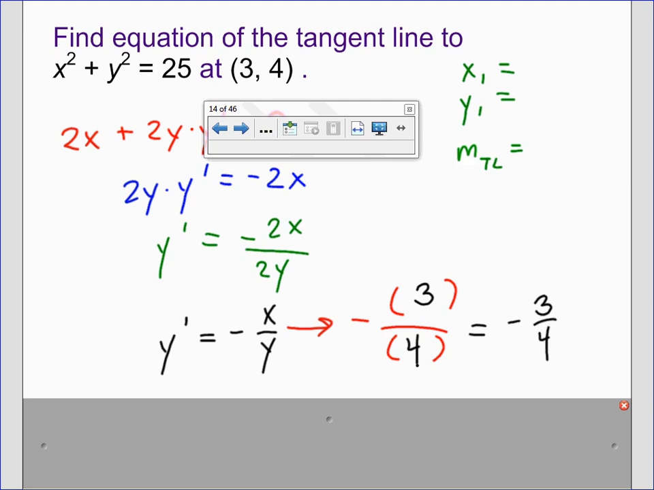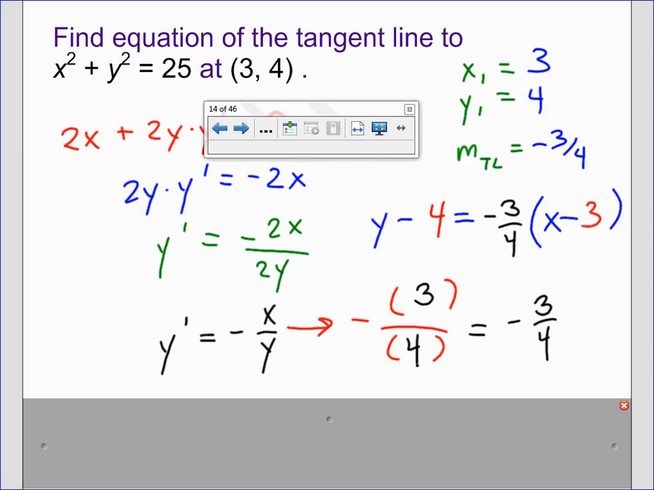And I can use that now for y minus y sub 1. So y minus 4 equals negative 3 fourths times quantity x minus 3. And we could certainly solve that for y. If we didn't want to mess around with the fractions, if I wanted to enter my calculator right quickly, I could just put a plus 4 at the end of this and not do anything with the parentheses. Just leave it alone as negative 3 fourths times parentheses x minus 3, close parentheses, plus 4, and enter my graph.